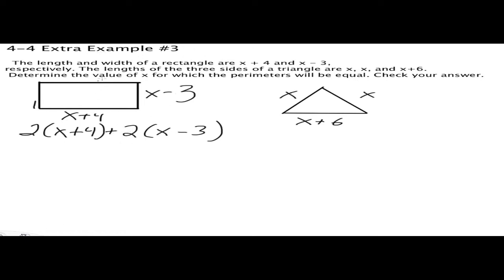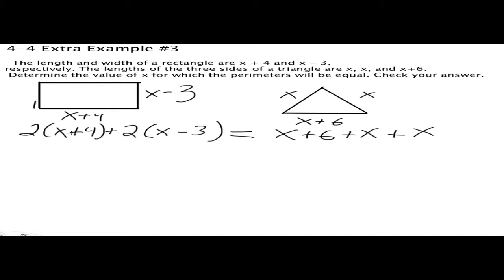I'm being asked to determine the value of x for which the perimeters will be equal. Equal means, you know, equal sign. So now what's the formula for the perimeter of the triangle? Well, as I walk around it, I go x plus 6, I go x, I go x. So I've got x plus 6 plus x plus x. So I've now written two expressions.